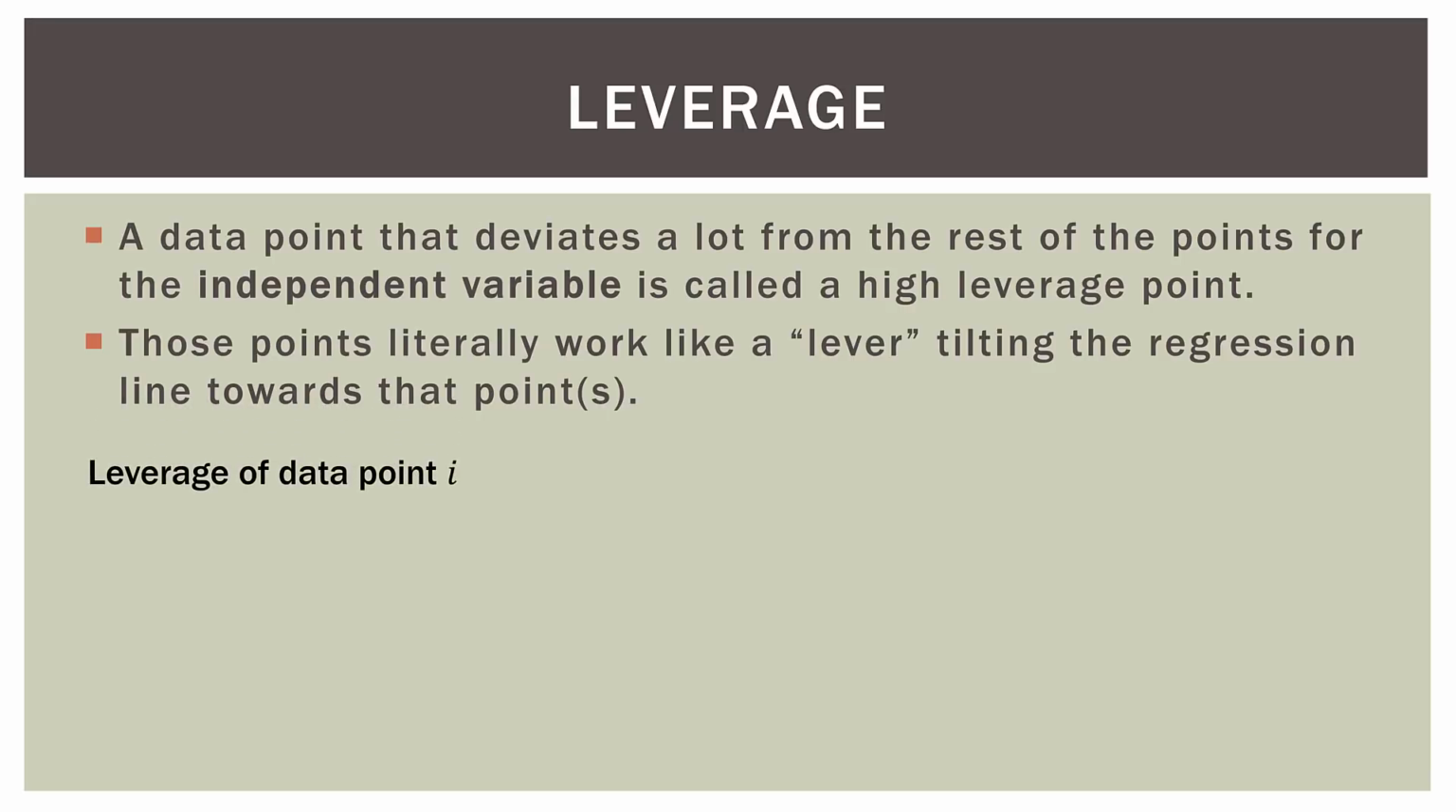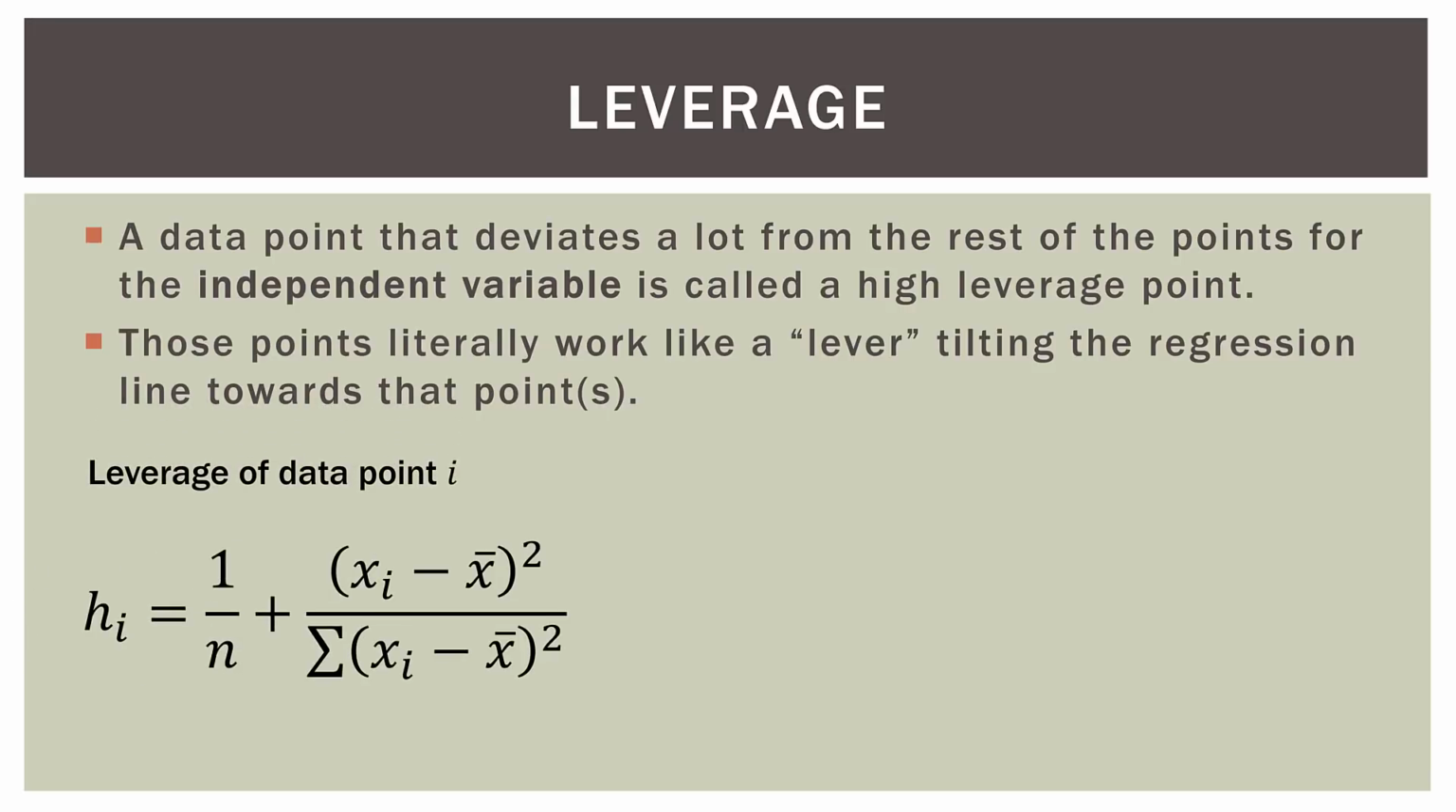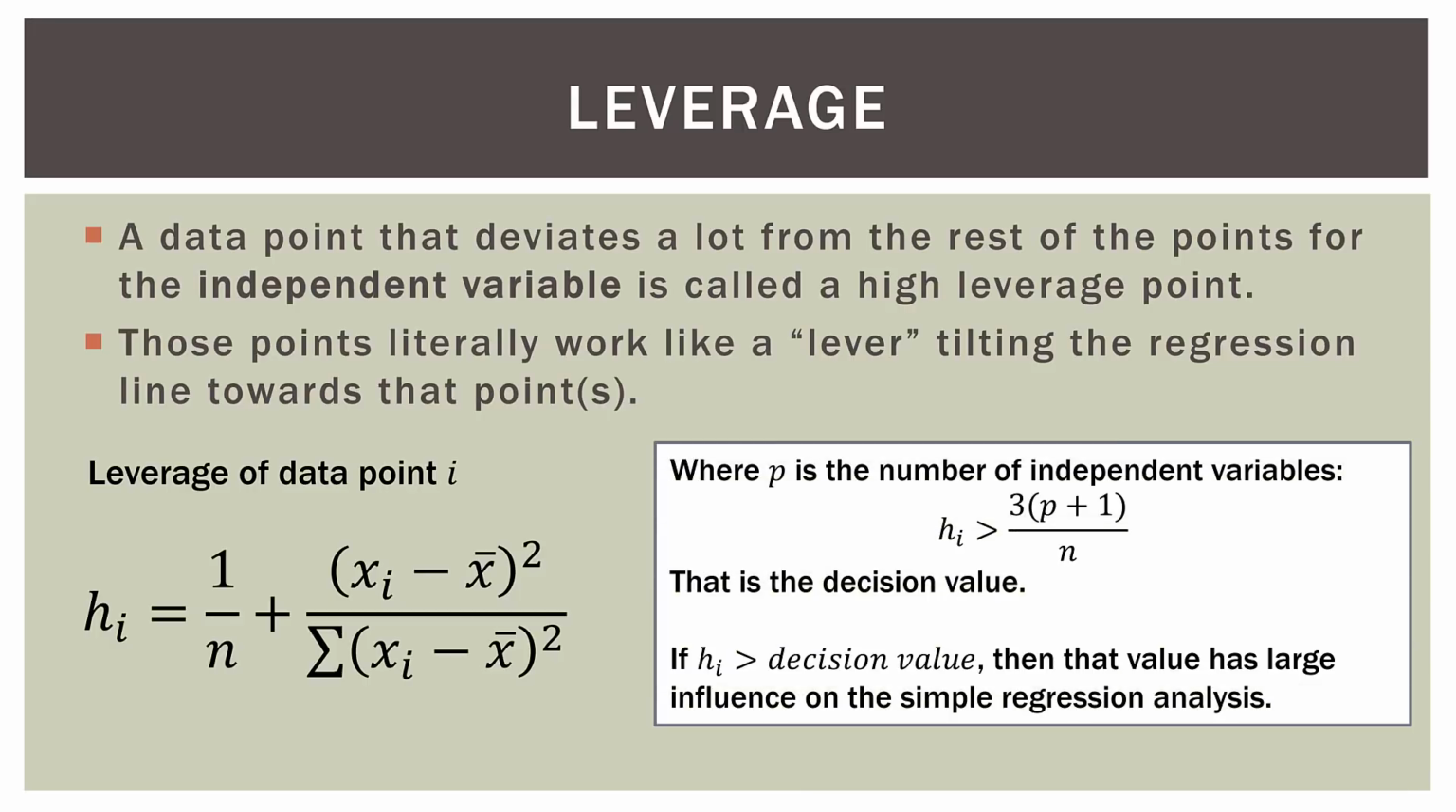So the leverage of data point i looks like this. It's represented by h sub i, and it is 1 divided by the number of observations we have, plus the squared deviation of a single point, so x sub i minus x bar, we square it, divided by the sum of the squared deviations of all points. Now, if we make a decision if a point is high leverage or not, we have to have some sort of decision variable. And it goes like this, where p is the number of independent variables in our model. So h sub i greater than 3 times the quantity of p plus 1 divided by n. Just simple algebra, it's nothing crazy. That is the decision value.